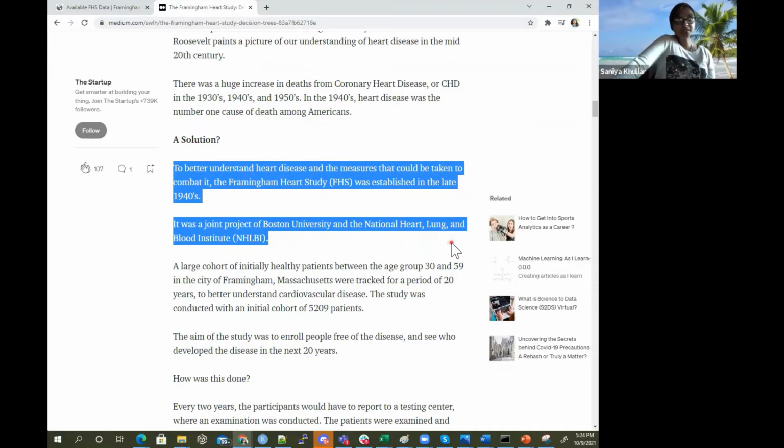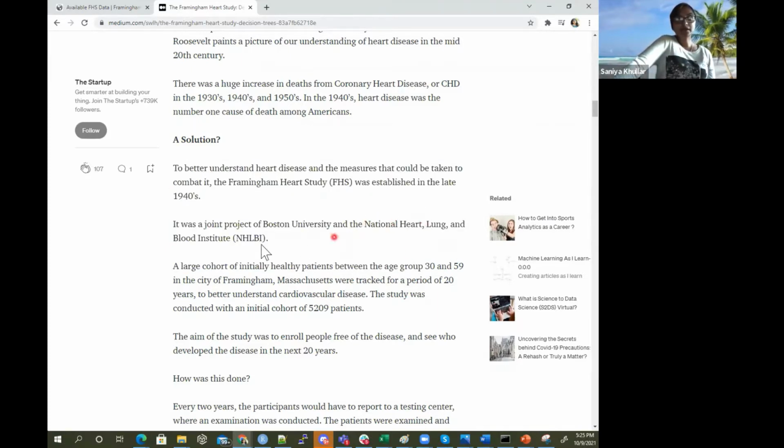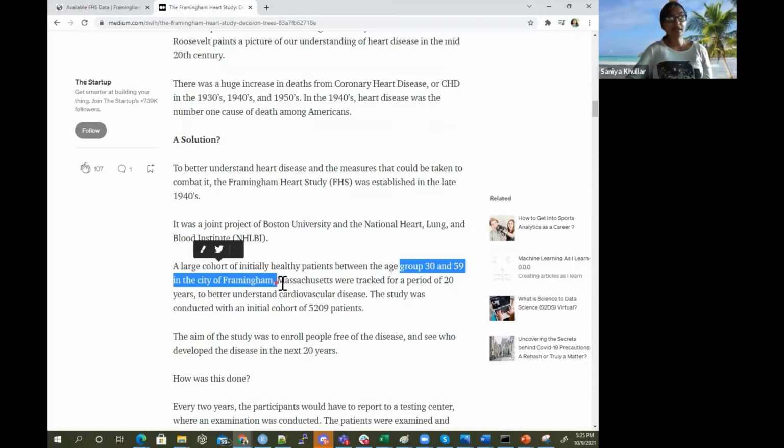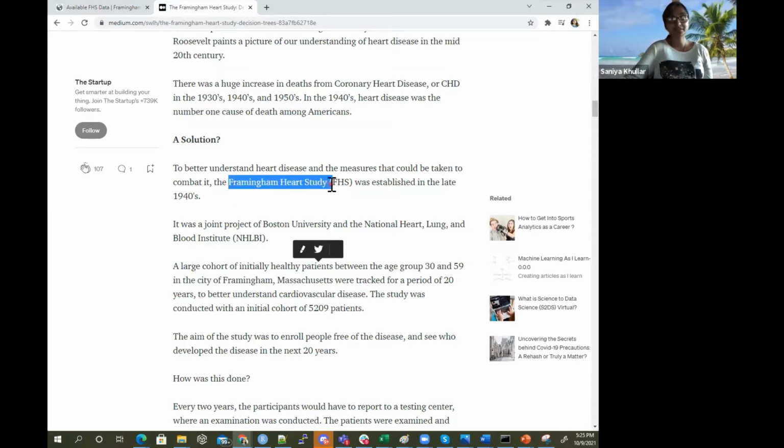So the Framingham Heart Study was established in the late 1940s by the National Heart, Lung, and Blood Institute and Boston University. They have a large cohort. Cohorts are groups of individuals who are studied when they're studying different diseases or public health outcomes. And they looked at people between age 30 and 59 in Framingham, Massachusetts. That's where the Framingham Heart Study came from.